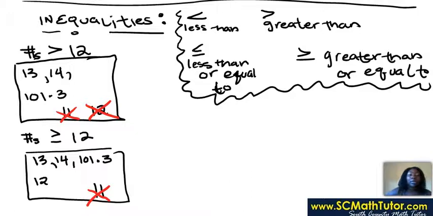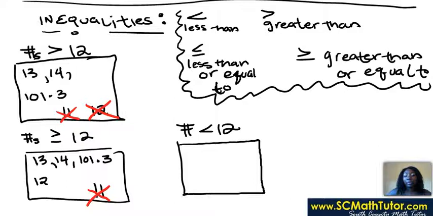Okay, now let's talk about less than. Numbers that are less than 12. 0.001 is less than 12. Negative 12 is less than 12. Okay? 11 is less than 12. 13 is not less than 12. Okay? 12 is not less than 12.